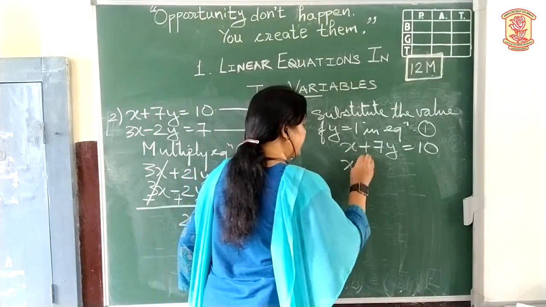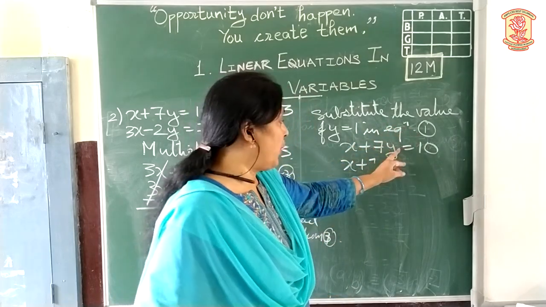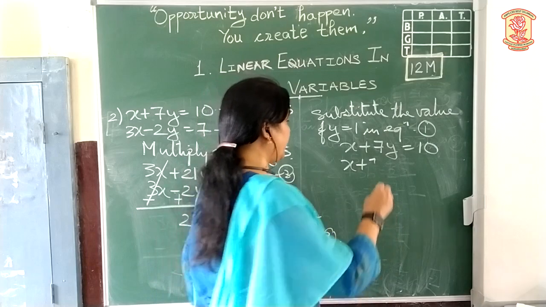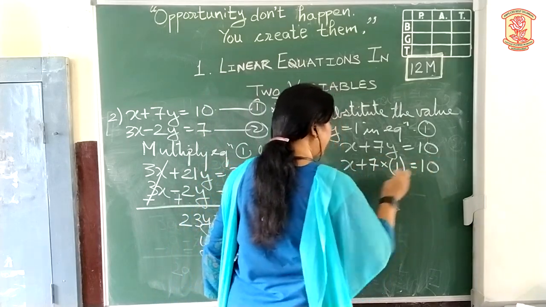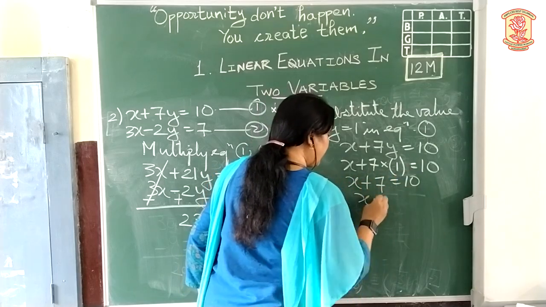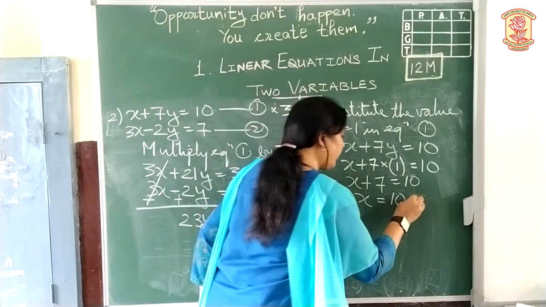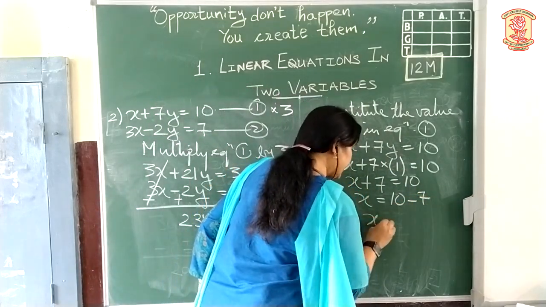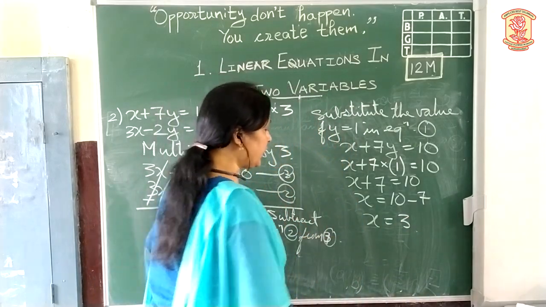That is x plus 7y, that is 7 multiplied by y. It is 7y, means 7 into y. So it will be 7 into 1 equals 10. So it is x plus 7 equals 10. So x will be 10 minus 7 when it goes to the other side. That is going to be minus 7. So x is 3.